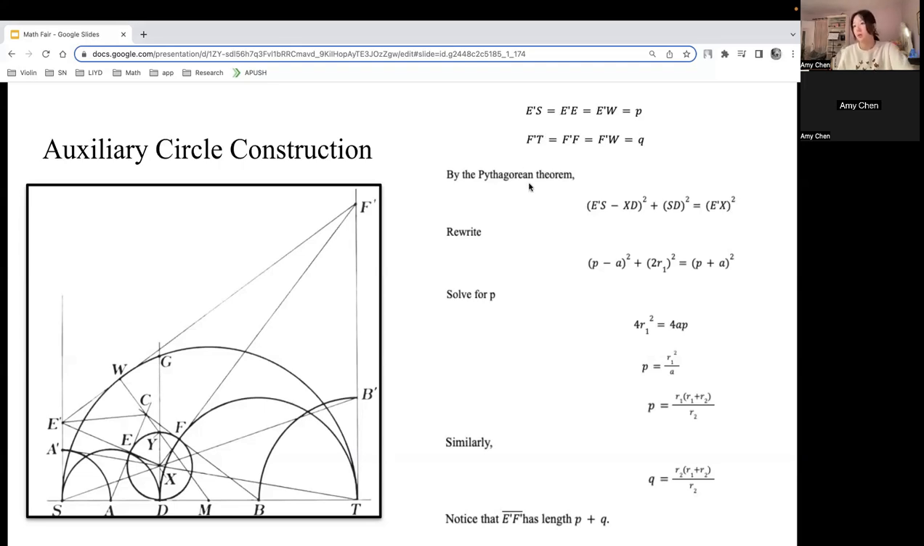By the Pythagorean theorem, we get that E prime S minus XD squared plus SD squared equals E prime X squared. Upon rewriting this and simplifying, we get the formula that P equals R1 times R1 plus R2 over R2. Similarly, Q equals R2 times R1 plus R2 over R1. And notice that E prime F prime has length P plus Q.